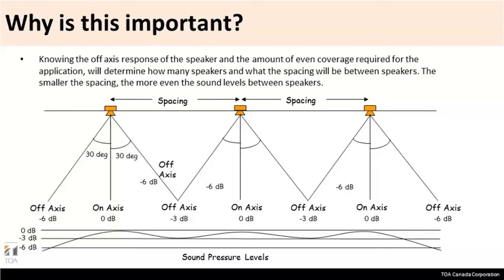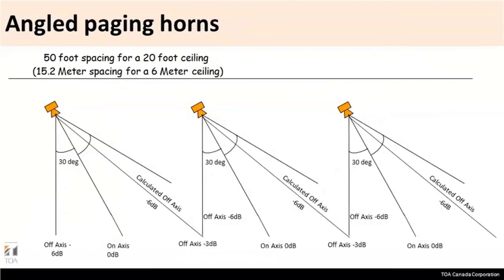So knowing the off-axis response is very, very important, because it essentially helps you with how close the speakers should be spaced or how far apart they need to be spaced. So a very, very important point when deciding speaker placements, right?